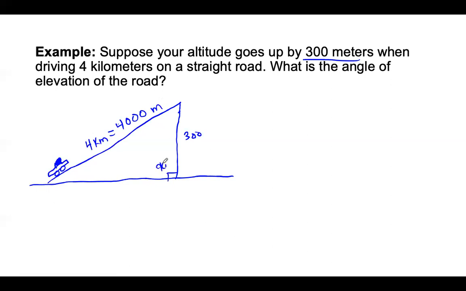This is 90 degrees. This is in meters. And this is our angle that we're looking for. So first is setting up the word problem, reading it carefully, and drawing a diagram. So are we going to use, of course, SOHCAHTOA here. I would write it out.